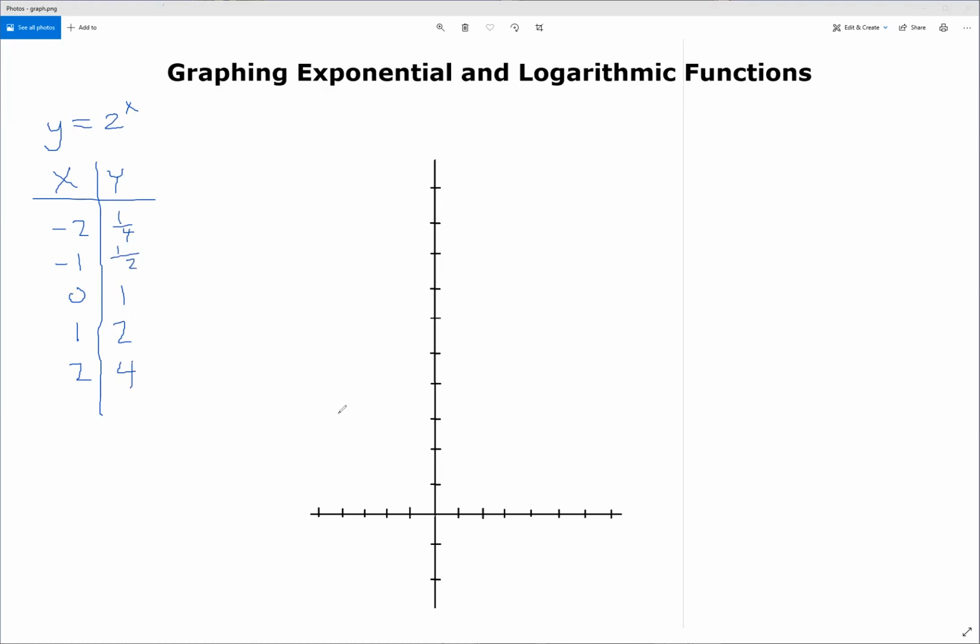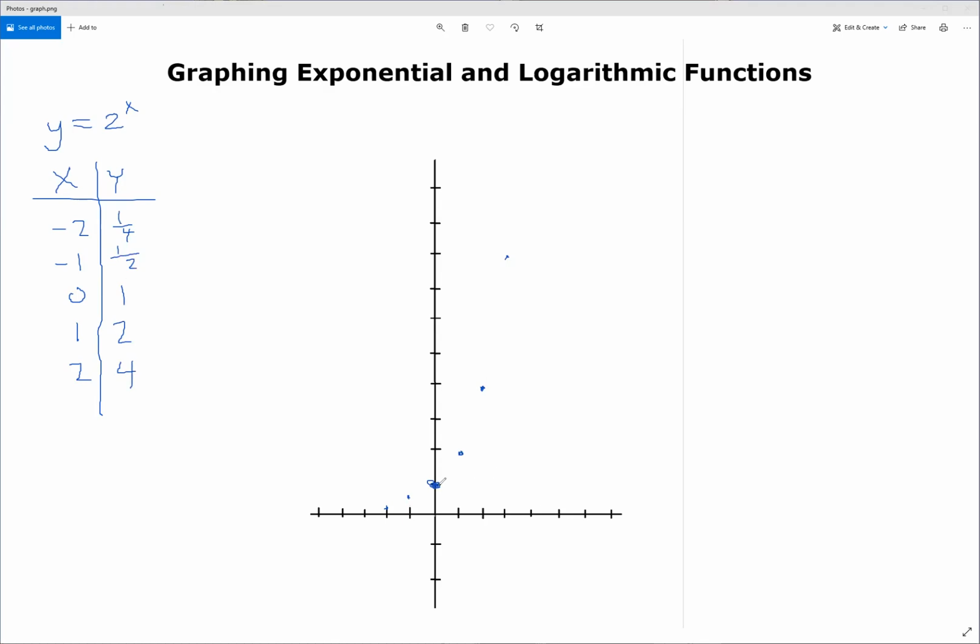All right, so where did these go? Well, we got 0, 1. We got 1, 2. We've got 2, 4. We got -1, 1/2, and -2, 1/4. And so basically we got this set of points here. If we went and did another point, it'd be 3, 8, which is all the way up here. What is this graph doing?